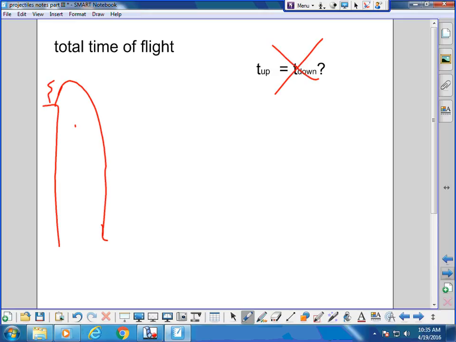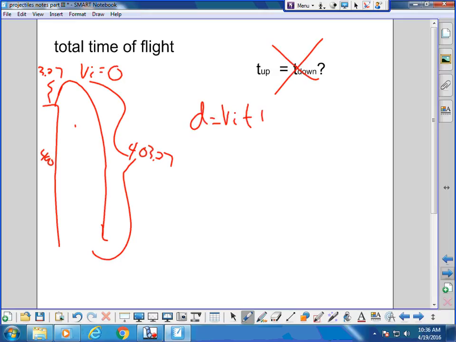What's this distance here? 3.27. This is 400, which makes this 403.27, right? And the VI is actually right. Well done. I need to find time. So D equals VIT plus 1/2 AT squared. Does it have to be minus 403?